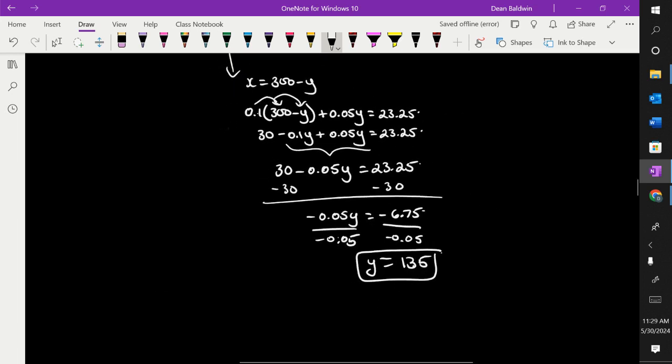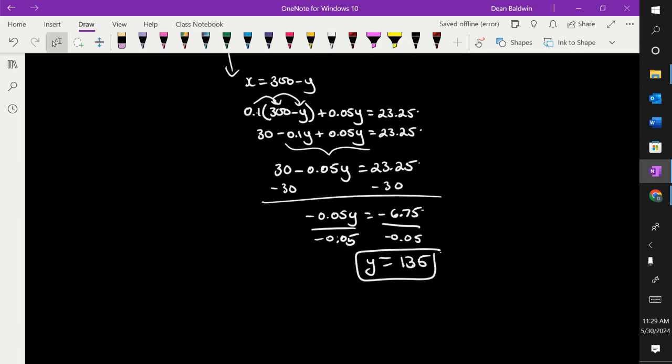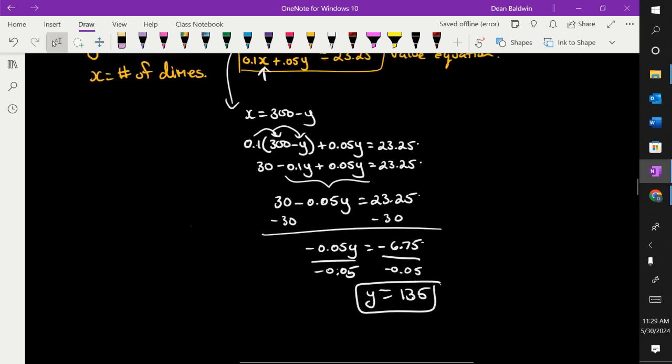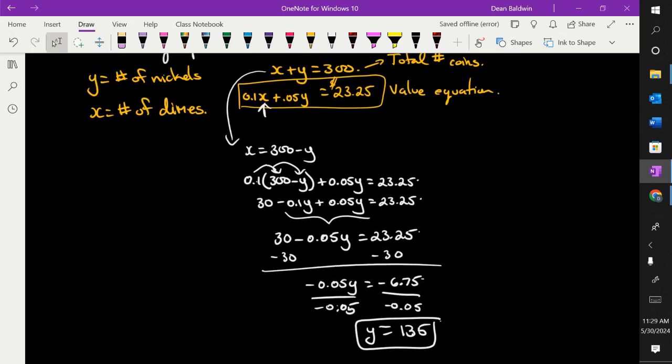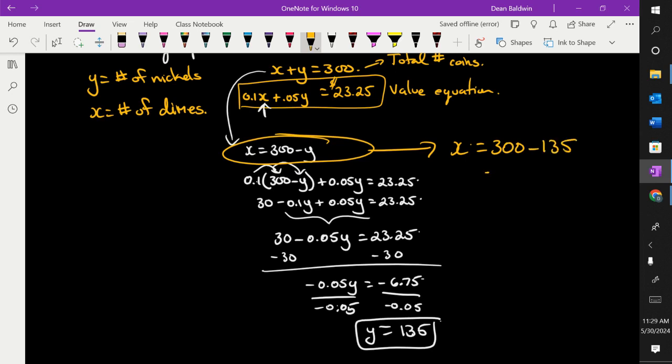All right. So I get y is equal to 135, which represents what? That's the number of nickels. How do I get the number of dimes? Yep, I would just plug it into this one right here. That'll make it way easier. So x is equal to 300 minus y, minus 135, is 165. So you have 165 dimes and 135 nickels. It's a lot of money. It's $23.